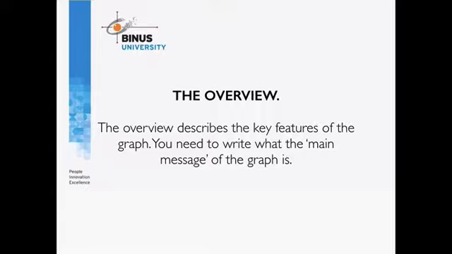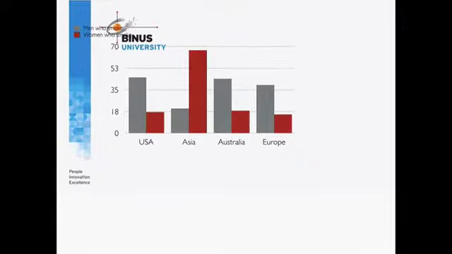So to understand the overview, the easiest way to do this is to look at some examples, and that's what we're going to do. So let's start with a bar chart. Now, this is just a simplified bar chart. You can see that in the top left corner it says men who smoke and women who smoke. So the grey is the number of men who smoke, and the red is the number of women who smoke. And you see that there are 4 regions: USA, Asia, Australia and Europe.